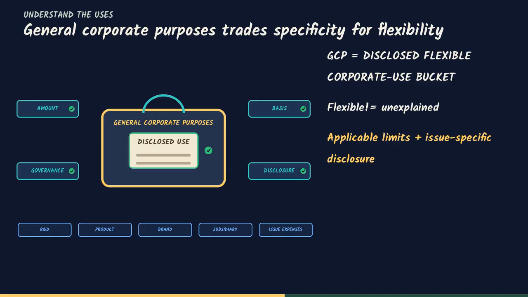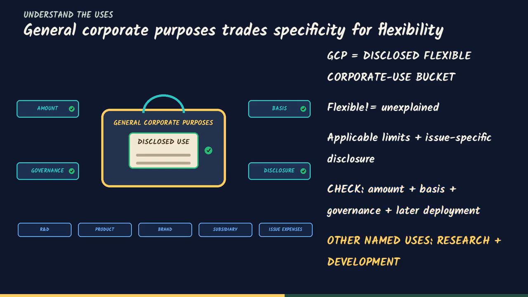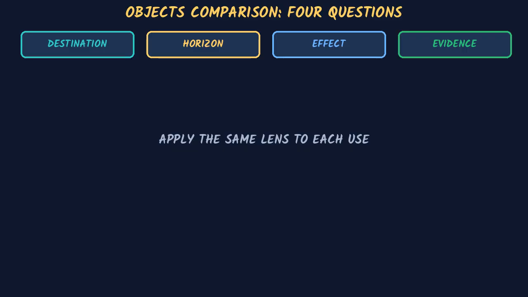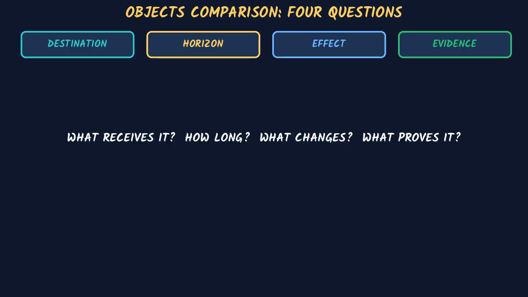You may also see named uses such as research and product development, brand or marketing activity, investment in a subsidiary, and issue expenses, meaning the costs of raising the money. Classify them by what the filing actually says. Use 4 questions for every objects line. What exactly receives the money, over what time horizon, what changes in operations or financing, and what evidence should appear later.